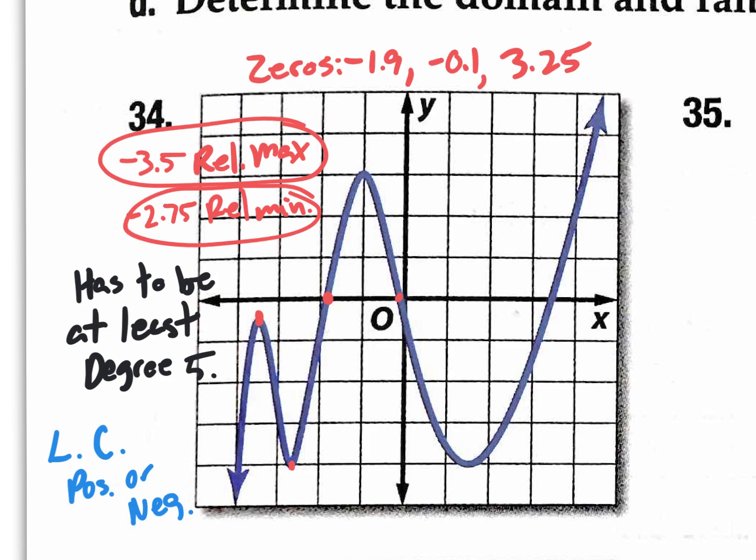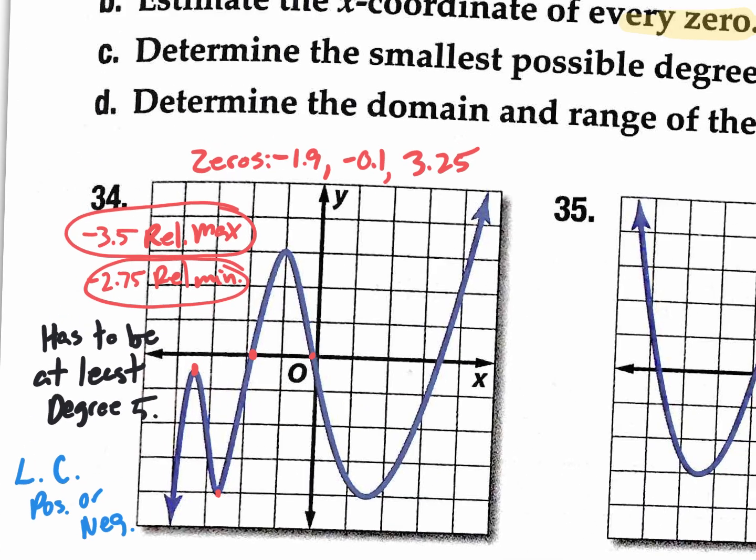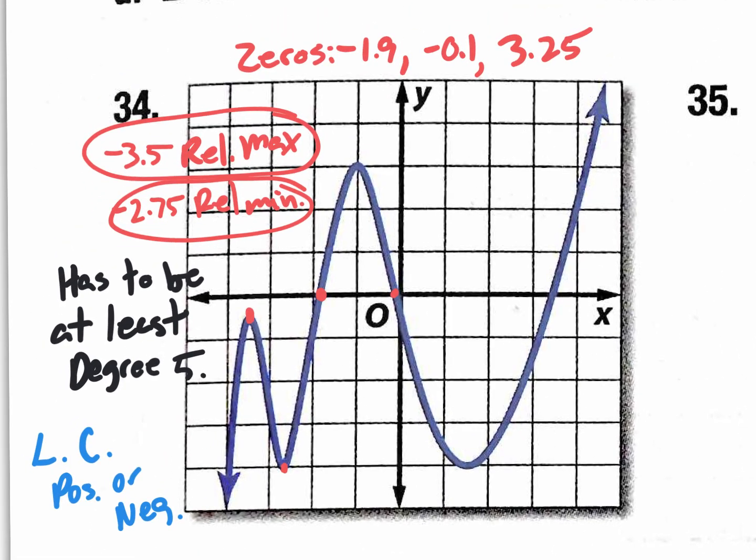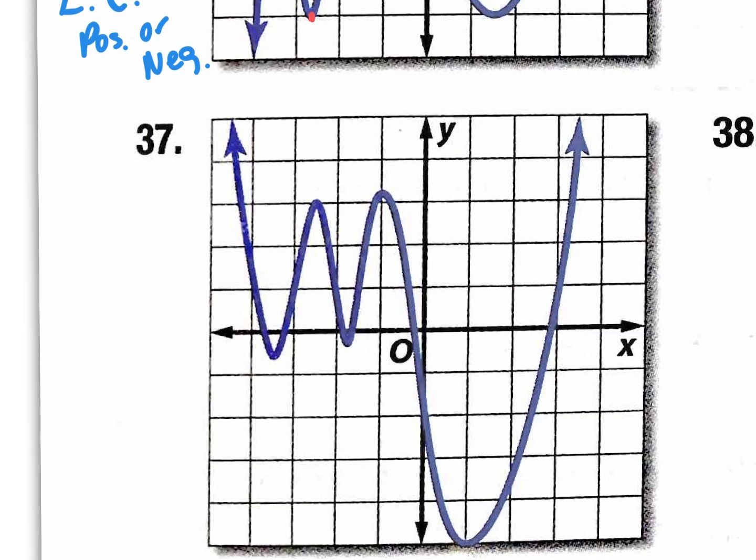What is the domain? Actually, the last thing they asked for is determine the domain and range. So what is the domain of number 34? X equals all real numbers. And what's the range? Y equals all real numbers. All right, cool. Is it always going to be that? Good question. Instead of me answering it, let's look at another example like this one right here.